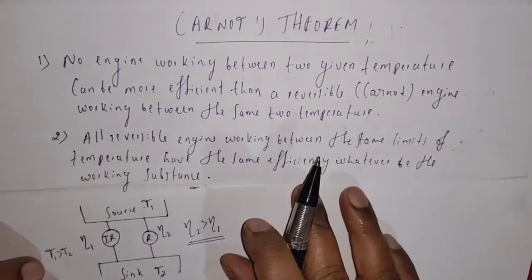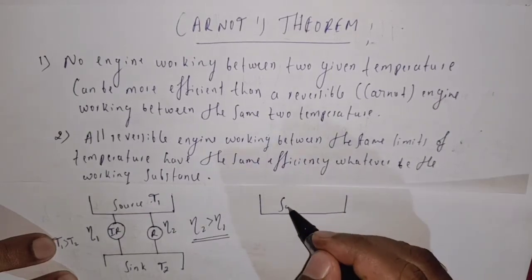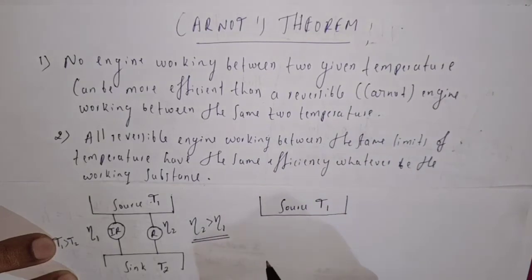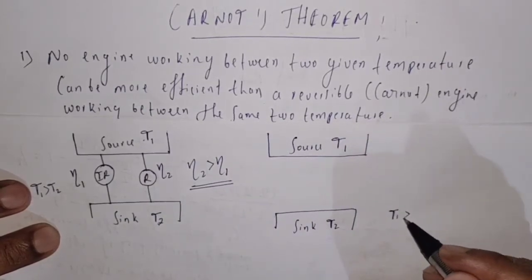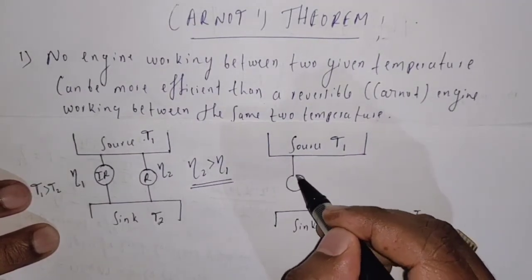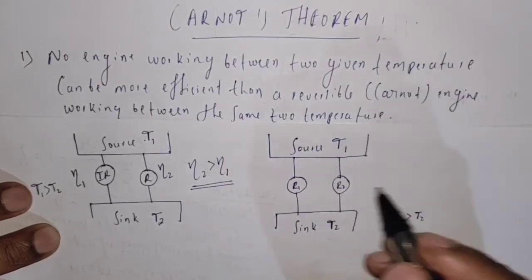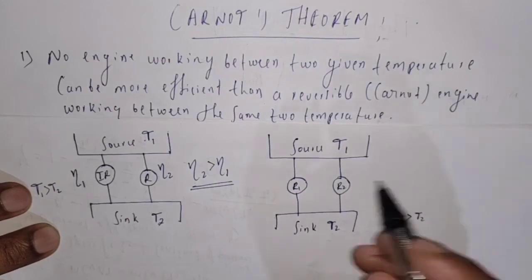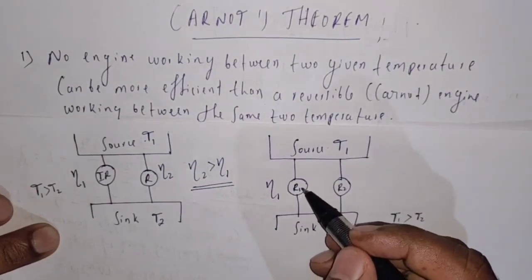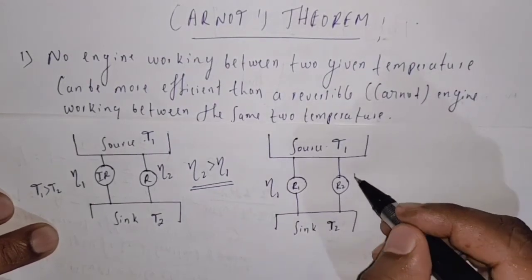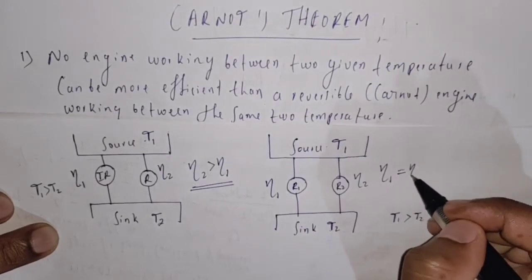Okay, now let us see the second statement. Here also we are going to consider a source which is at temperature T1 and a sink which is at temperature T2. Here also T1 is greater than T2, and I am going to consider two reversible engines R1 and R2. R1 and R2 are reversible heat engines working between the same two temperatures. Eta 1 is the efficiency of the heat engine R1 and eta 2 is the efficiency of the reversible heat engine R2, and eta 1 and eta 2 are equal.